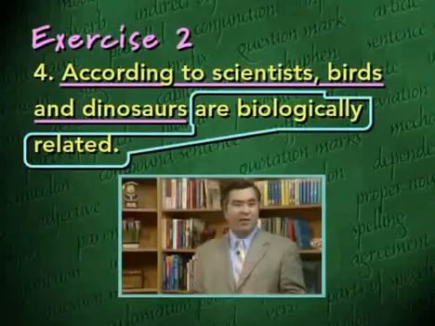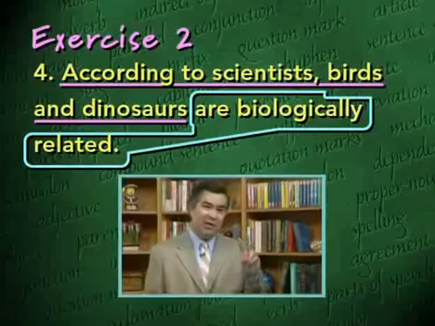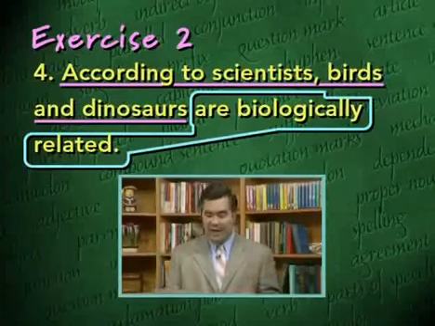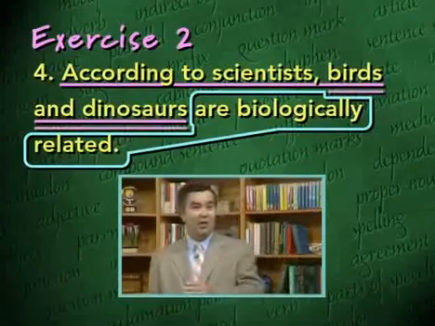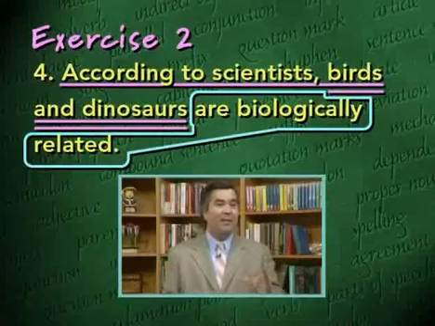What's the simple subject here? Do you notice anything unusual about it? In this case, we have a compound subject because there are two subjects, both equally important, connected by the word and. Birds and dinosaurs. So those two words together with the word and connecting them make up the simple subject in this particular sentence.